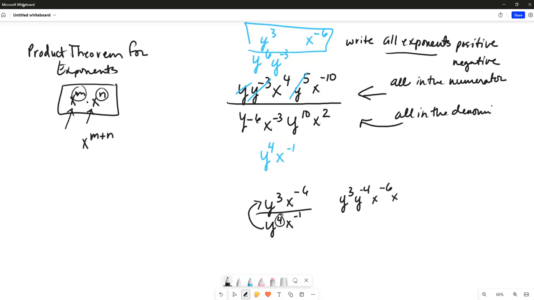So that means that the y's are going to be y to the negative 1, and the x's are going to be x to the negative 5. Okay. If it told you to do all exponents positive, then we would have had the same expression, except it would have been in the numerator with positive exponents and a 1 on top. And this is the same as having everything in the numerator, and this is the same as having everything in the denominator.